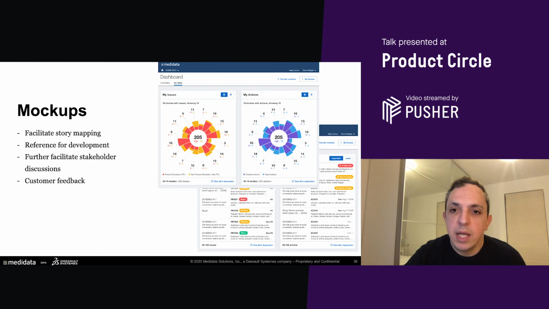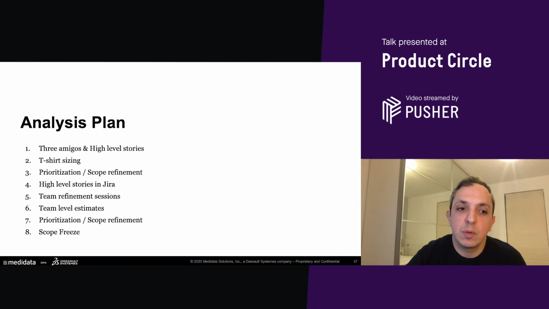Having the mockups in place, we could now start the detailed analysis. So we started with 3 amigos sessions so that we don't take up the entire team's time. We put together some high-level stories and we sized them to get a feel of the effort required. We went through a first round of prioritization and scope refinement. Went on to put the stories in Jira.